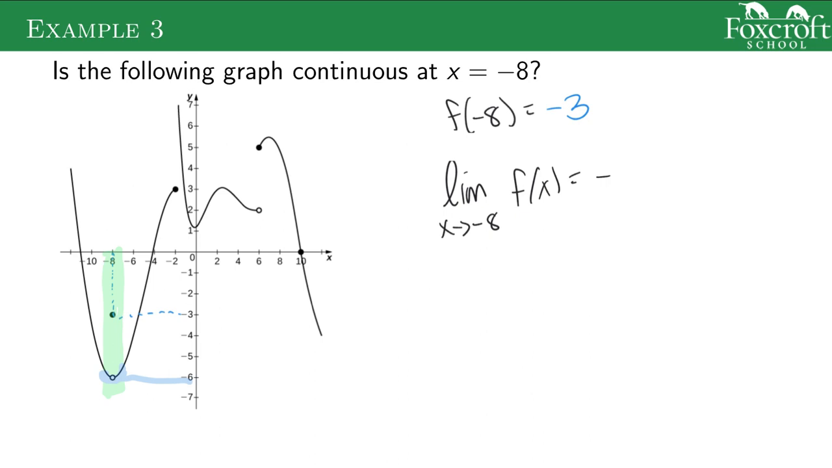So part 1 is right, my function value exists. Part 2 is right, my limit exists. But part 3 does not hold: negative 3 is not equal to negative 6, so my function is not continuous. That's just something you have to check. Sometimes both exist, but the function is still not continuous.